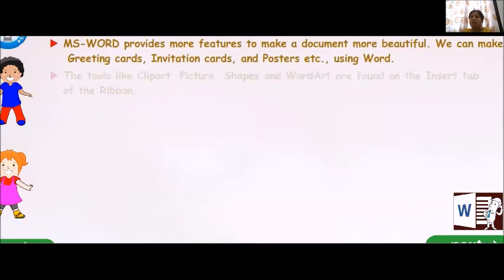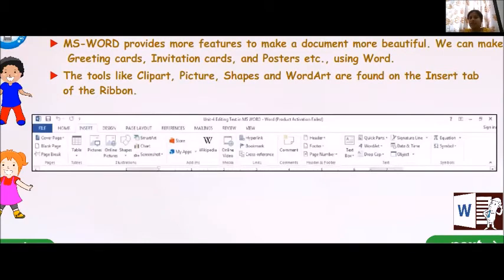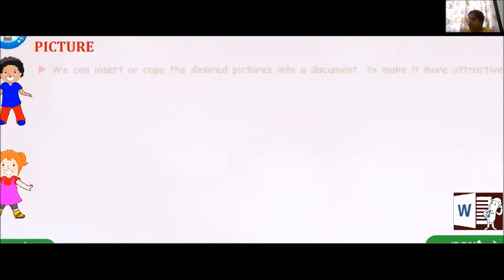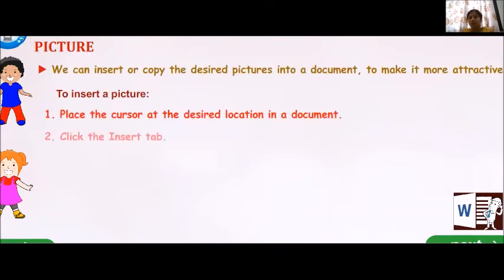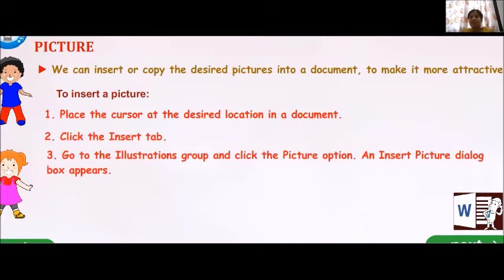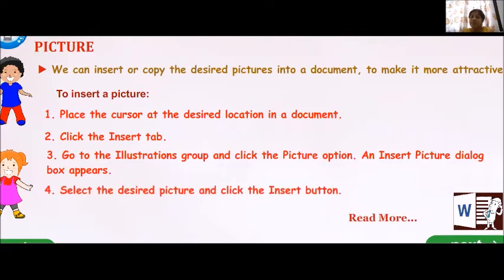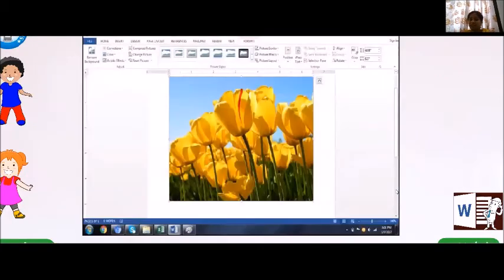Next, MS Word provides more features to make a document more beautiful. We can make greeting cards, invitation cards, and posters, etc. using Word. The tools like clip art, pictures, shapes, and word art are found in the Insert tab of the ribbon. So we can insert or copy the desired picture into the document to make it more attractive. To insert a picture, place the cursor at the desired location in the document. Click the Insert tab, go to the Illustration group and click the Picture option, and the Insert Picture dialog box appears. Select the desired picture and click on Insert.